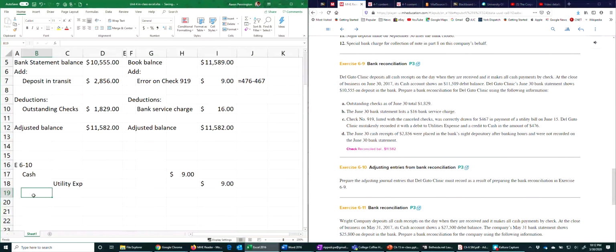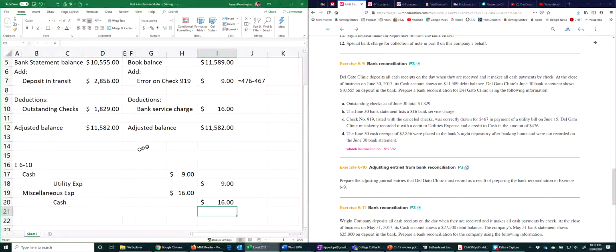The next entry, bank service charge. All right, and in the interest of consistency, we'll go with what Connect will have you do, and we'll call this a miscellaneous expense. And of course, the credit has to be cash. 16. All right, and that's all we need to do in exercise 6-10.